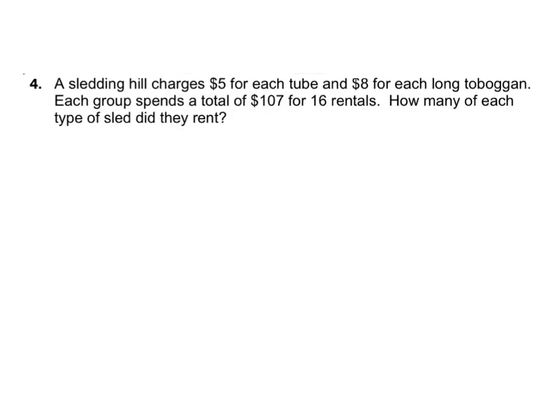All right, so we have a couple of story problems now. It says that a sledding hill charges $5 for each tube and $8 for each long toboggan. Each group spends a total of $107 for 16 rentals. How many of each type of sled did they rent? The first thing I want to do here is assign my variables. I'm going to say that x is equal to the tubes, and I'm going to assign y to the toboggan.